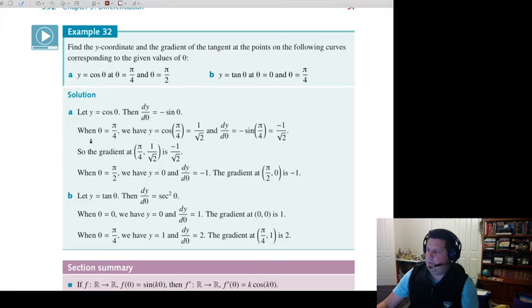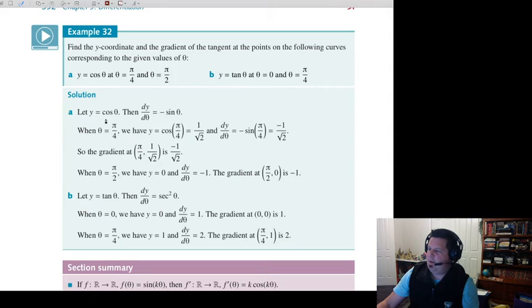When theta is equal to pi on 4, you substitute pi on 4 into the equation. We get y equals cosine pi on 4. Cosine pi on 4 is 1 over root 2. So here we've got our coordinates: pi on 4 and 1 over root 2. That's the point where we're going to find out what the tangent is.